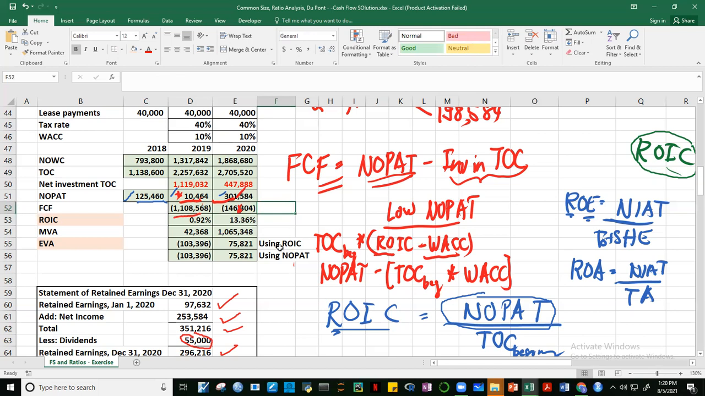Okay, so there are two ways by which to compute for your EVA. One is via NOPAT, the other one is via ROIC. In both instances, gagamitin si TOC at saka si WACC. Iba nga lang yung paggamit nila, no? So, sa first formula natin, we use the net of ROIC at saka WACC. Dito naman, we net NOPAT against the capital charge. Okay? So, be sure to know how to compute both methods.